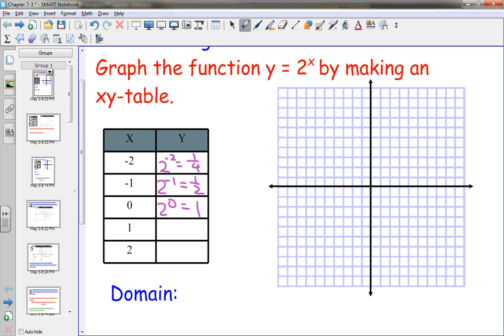2 to the -1 is 1/2. 2 to the 0 is 1. 2 to the first is 2. And 2 squared is 4. It's negative exponents. We've been talking about this for a long time now. It's my only class not getting that still.